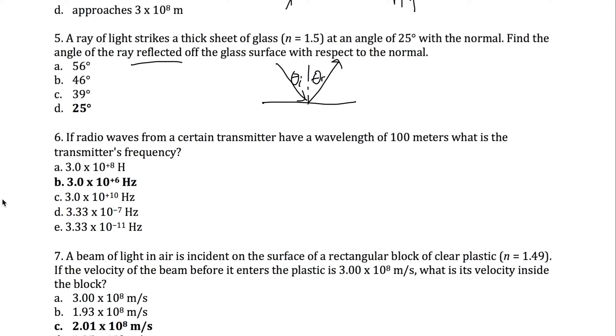Number 6, radio waves have a wavelength of 100 meters. What's the frequency? We're given the wavelength and want to know the frequency. Radio waves are electromagnetic waves, so they travel at the speed of light. We can use the relationship between the speed of light, the wavelength, and the frequency of a wave, and solve for the frequency, which is c over wavelength. Make sure that for c, you're plugging in 3 times 10 to the 8. And you should get answer B.